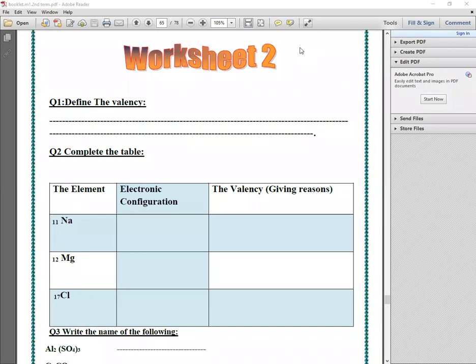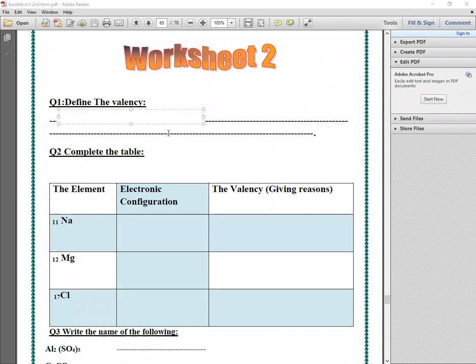Let's start to solve worksheet number 2, page 65 and 66. Okay. Question number one, define the valency. What does it mean by valency? Valency is the number of the electrons that an atom gains or loses or even shares during the chemical reactions. This is the definition of the valency.